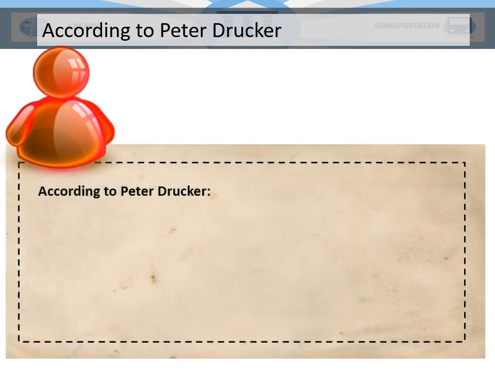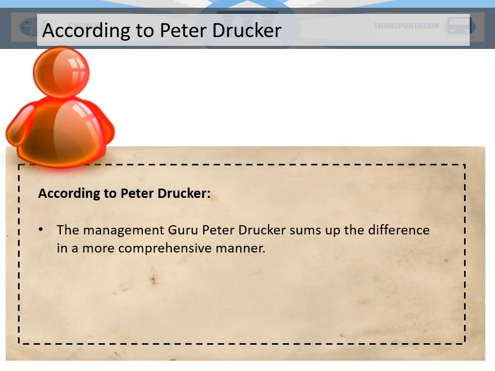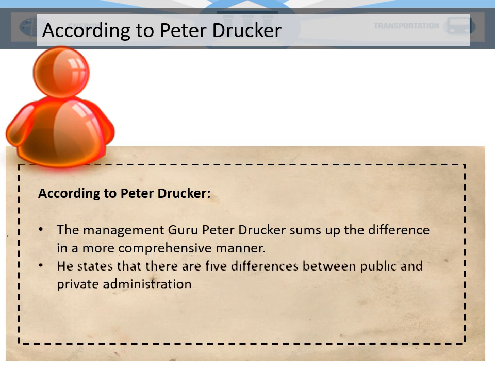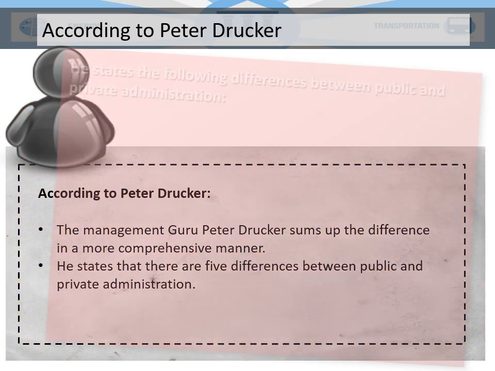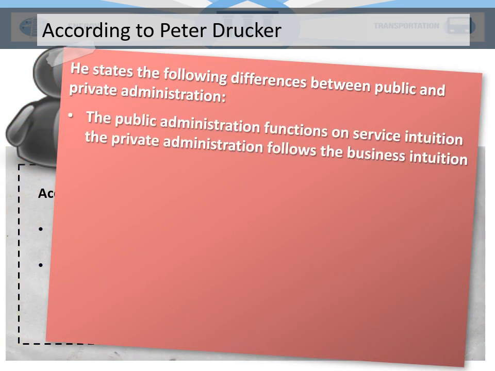Let's look at what Peter Drucker has to say. The management guru, Peter Drucker, sums up the difference in a more comprehensive manner. He states that there are five differences between public and private administration. They are: the public administration functions on service intuition. Private administration follows the business intuition.